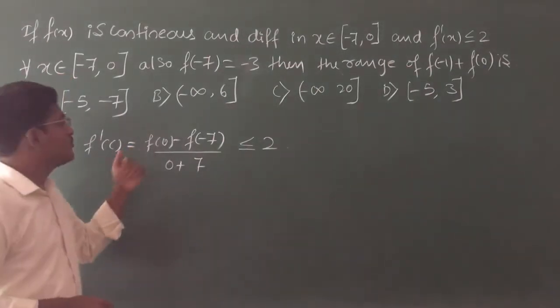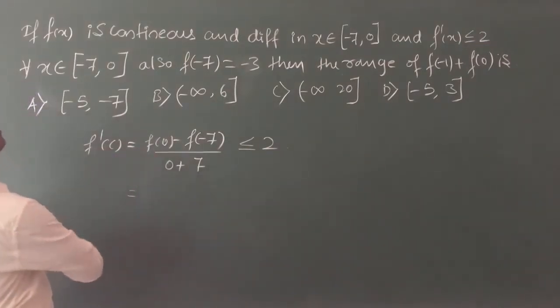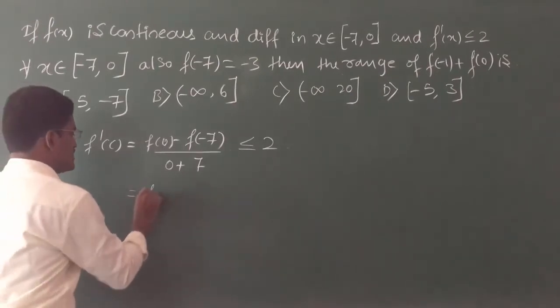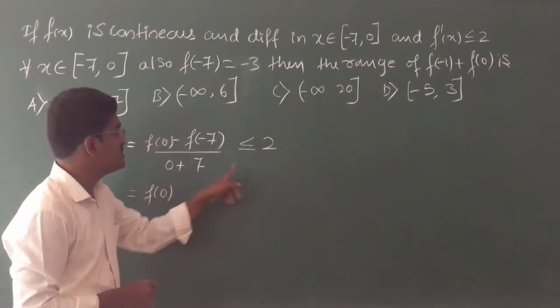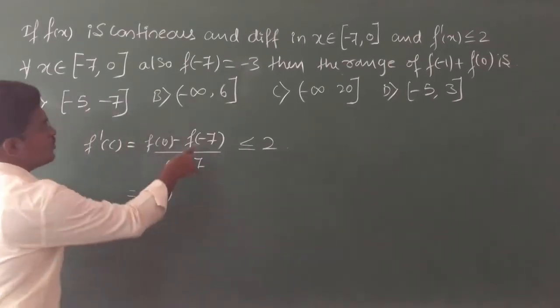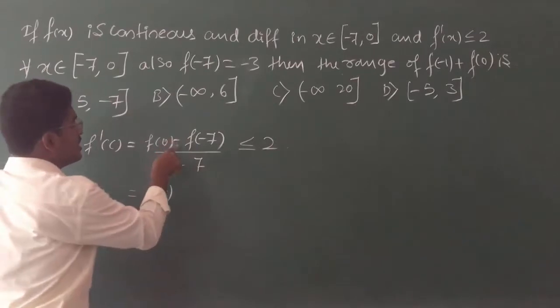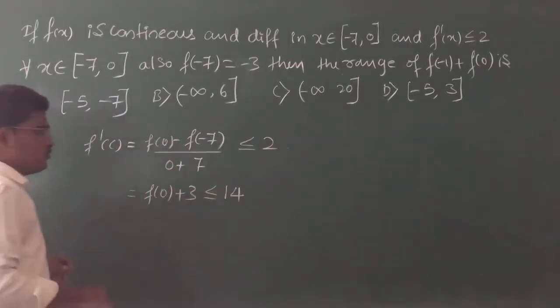Clear? Okay. From this mean value theorem, f of 0 is how much? F of 0 we have to find. So let us write it as f of 0 only. Here you have 7. If I simplify this, it will be 14. What is f of minus 7? F of minus 7 is minus 3. Minus into minus will be plus 3, lesser than or equal to 14.